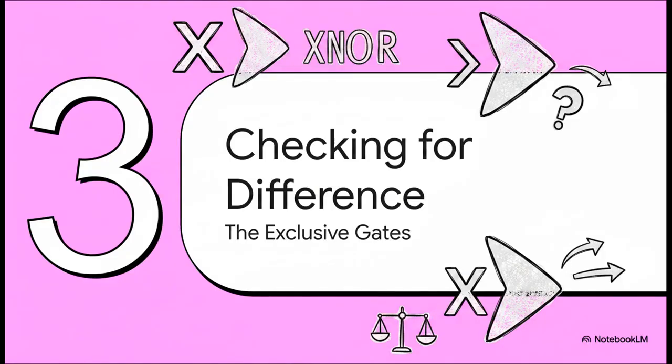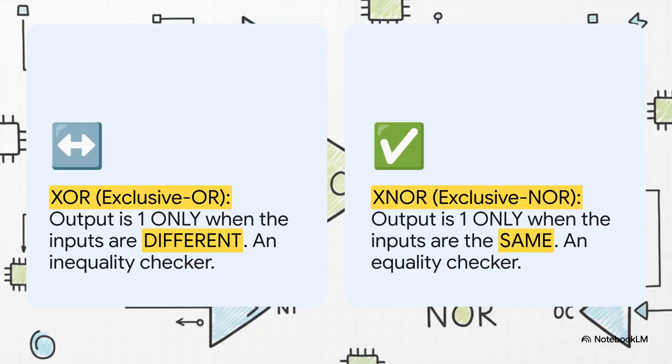Okay, on to two more specialized gates that kind of act like judges. Their whole job is to look at their inputs and tell us if they're the same or if they're different. These are the exclusive OR and the exclusive NOR gates. And they have a very clear division of labor here. The XOR gate, that's exclusive OR, outputs a 1 only when its inputs don't match, like a 0 and a 1. So you can think of it as an inequality checker.